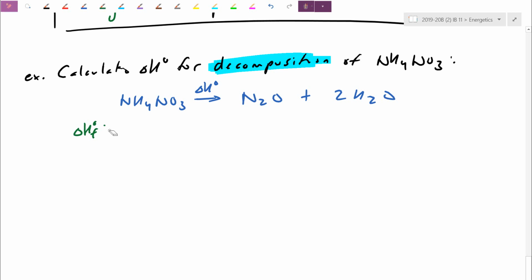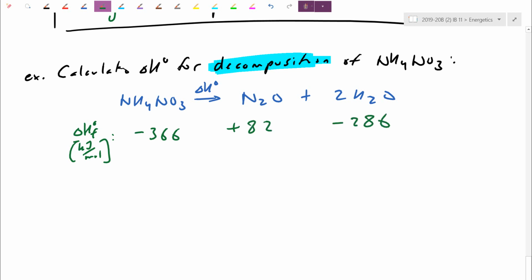The delta H values are in units of kilojoules per mole, like all your enthalpy changes so far. Going across, negative 366, this one is positive 82, and this one is negative 286. Looking at those numbers directly, they've already done a lot of background work for you. If I made 1 mole of NH4NO3 from pure nitrogen, hydrogen, and oxygen, bearing the odd fraction, to create 1 mole, it needs negative 366. We're just going to operate on these numbers by themselves, without having to do the mini equations ourselves.